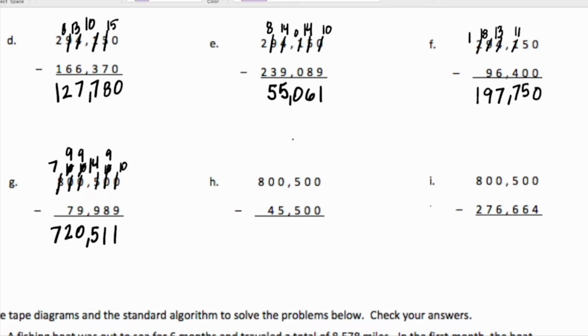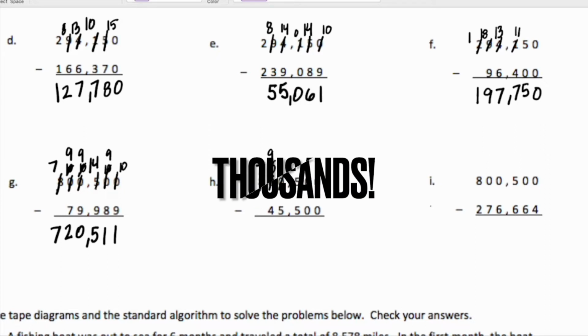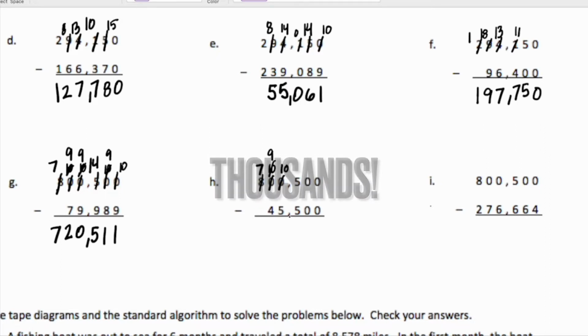45,500. I can do 0 minus 0. I can do 0 minus 0. I could do 5 minus 5. I can't do 0 minus 5. So I have 0 in the 10,000s. Can't take from that. So I'm going to go to the 8 in the 100,000s. Take 1. Add 10 to the 10,000s. Now I can take from the 10. So the 10 becomes 9, and then the 100,000s is 10.